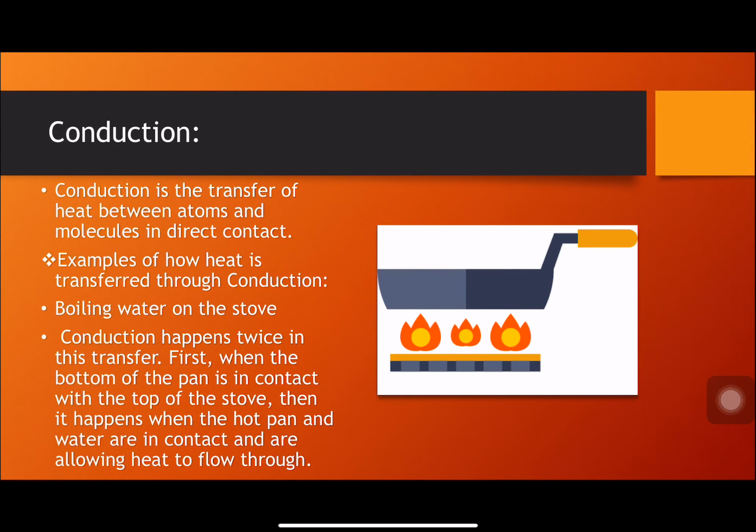Next, we'll go on to conduction. Conduction is the transfer of heat between atoms and molecules in direct contact. An example of how heat is transferred through conduction is by boiling water on the stove. Conduction happens twice in this process. First, the bottom of the pan is in contact with the top of the stove, which heats up the pan, and then it happens when the pan and the water make contact and it allows the heat to flow through.